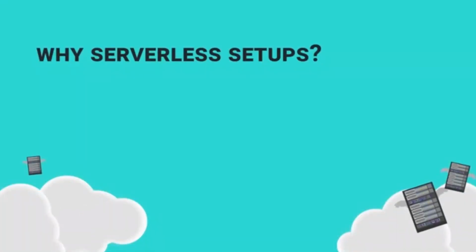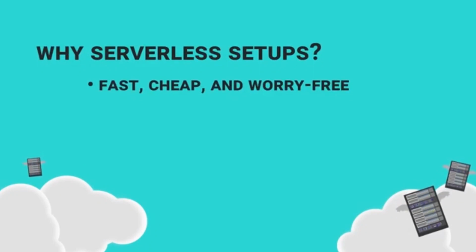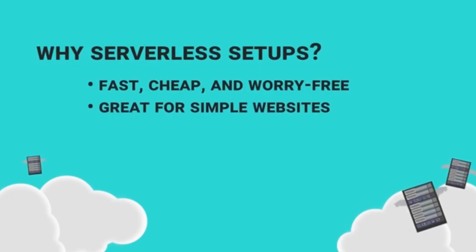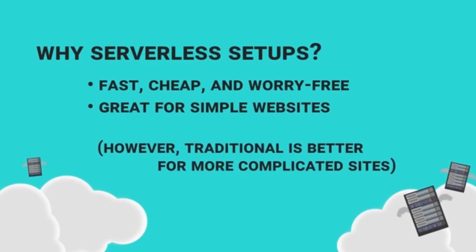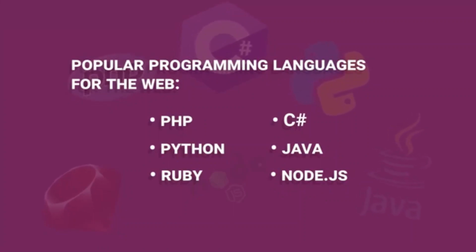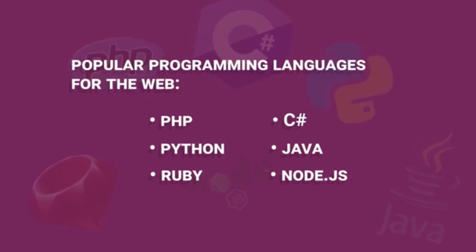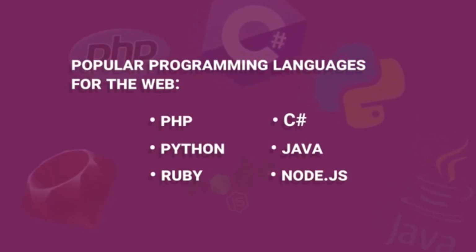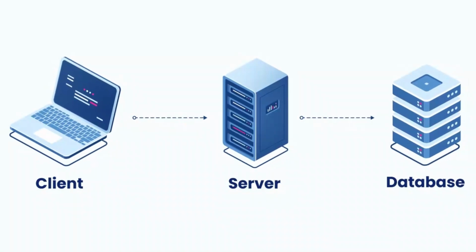Serverless setups are popular because they are fast, cheap, and you do not need to worry about server maintenance. They are great for simple static websites which do not require any traditional server-side language. However, for very complex applications, the traditional server-side setup might be a better option. On the server, you need to use a programming language to write functions and logic for your application. The server then compiles your code and conveys the results back to the client. Popular programming languages for the web include PHP, Python, Ruby, C#, and Java. There is also a form of JavaScript for the server side, Node.js, which is a runtime environment that can run JavaScript code on the server.